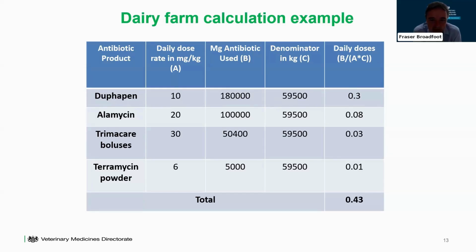We have the milligrams of antibiotics used, which we've explained previously. We have the denominator, which I've already talked about, which is the number of dairy cows multiplied by the average weight of a dairy cow. And then you just do the calculation, which is milligrams divided by the dose rate multiplied by the kilograms, which is the denominator. And you do that for each product, and then you add them all together. It looks a bit complicated, but it's actually a relatively simple calculation. And it does use the same information that you collect for mg per kg. And then in this case, you ended up with a figure of 0.43, which meant that on average, each of those dairy cows received 0.43 days of antibiotics.